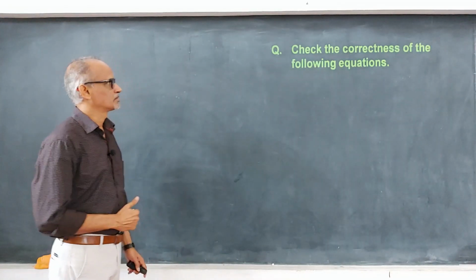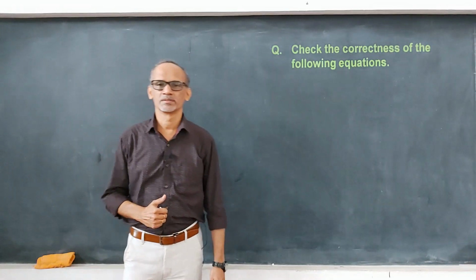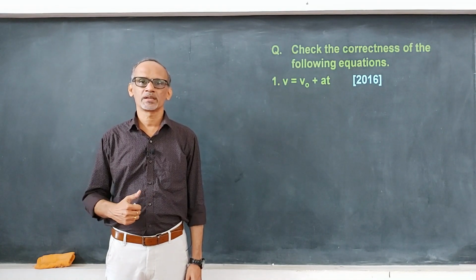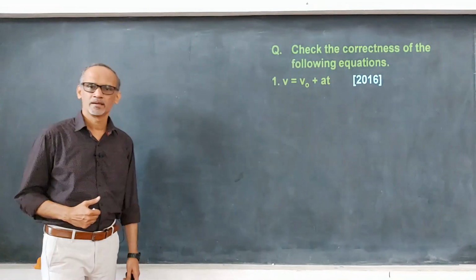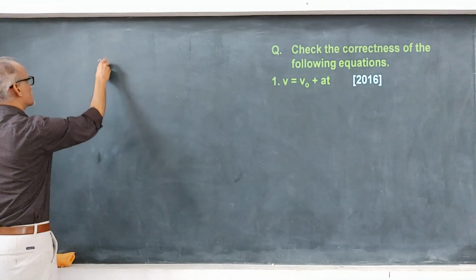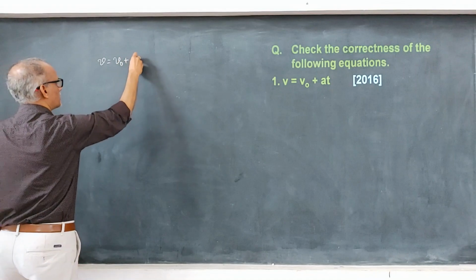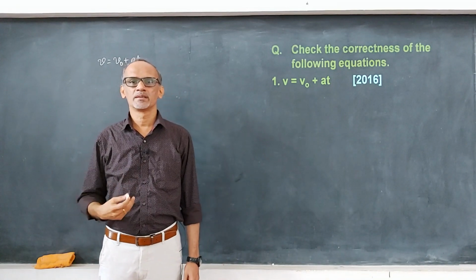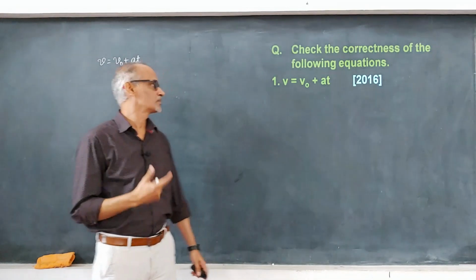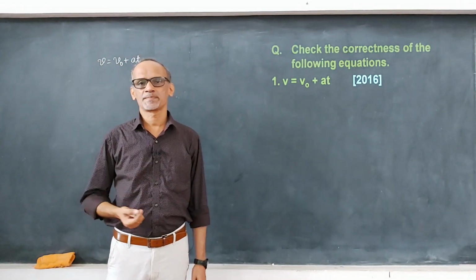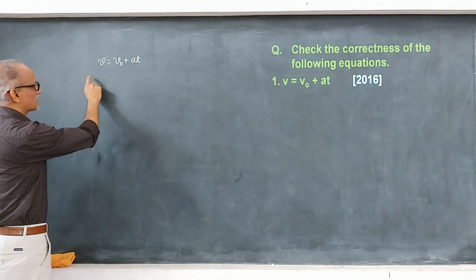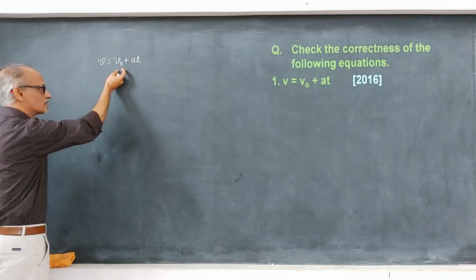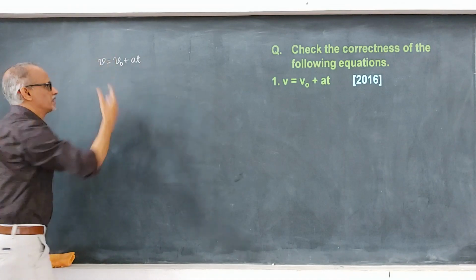The question is, check the correctness of the following equations. Now, how to check the correctness of an equation? There is one question that appeared in the exam 2016, and the given equation is v equals v naught plus at. Later you will be familiar with all this terminology, but in the exam it will be given what v naught, a and t are. v is the velocity, v naught is also velocity, a is the acceleration, t is the time.